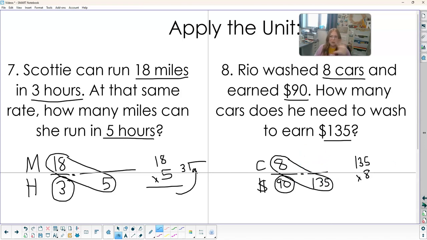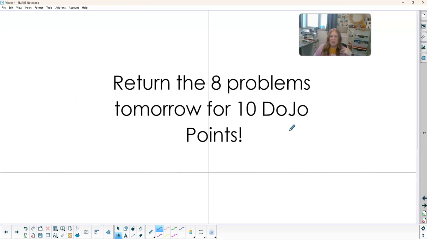So make sure you have all 8 problems with the work and an answer. And if you bring it back tomorrow, you get yourself 10 dojo points. So pretty good deal. That is getting 1 1/4 dojo points for each problem that you did. So bring that back tomorrow and let's pass our test.